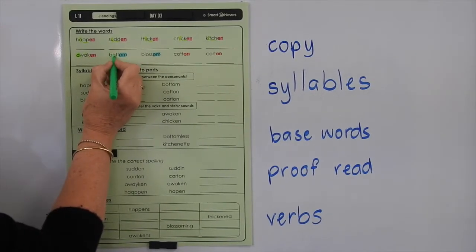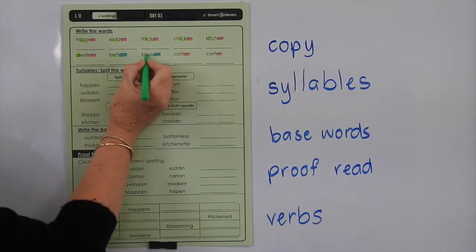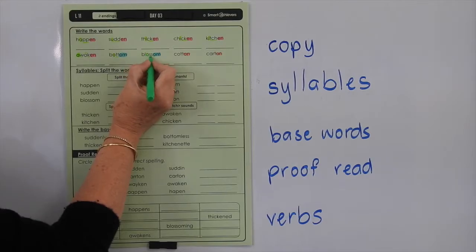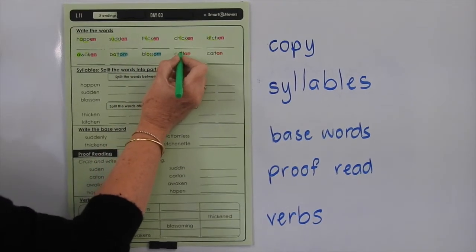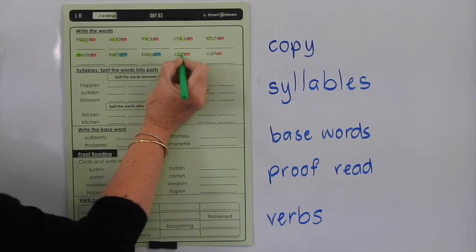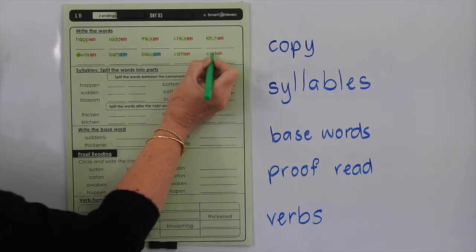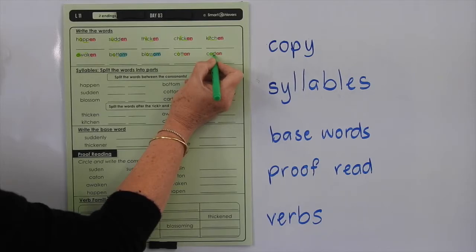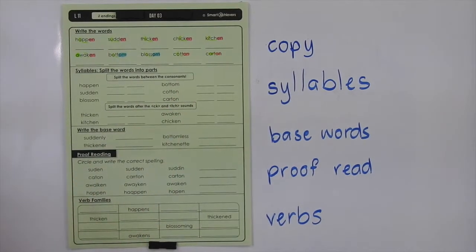Bottom, we've got the ot sound with the double consonant. Blossom, we've got the ot sound with the double consonant. Cotton, we've got the short vowel sound with the double consonant. Carton, we've got a long vowel sound. Whenever we have a vowel with an R, it's an R-controlled vowel, and it makes a long sound. R is a long sound, so we only have one T after it. Hopefully that might all help you spell these words correctly.